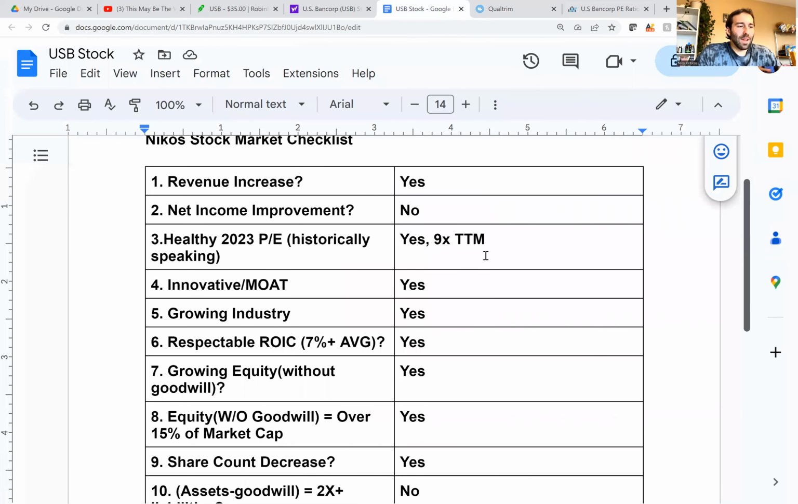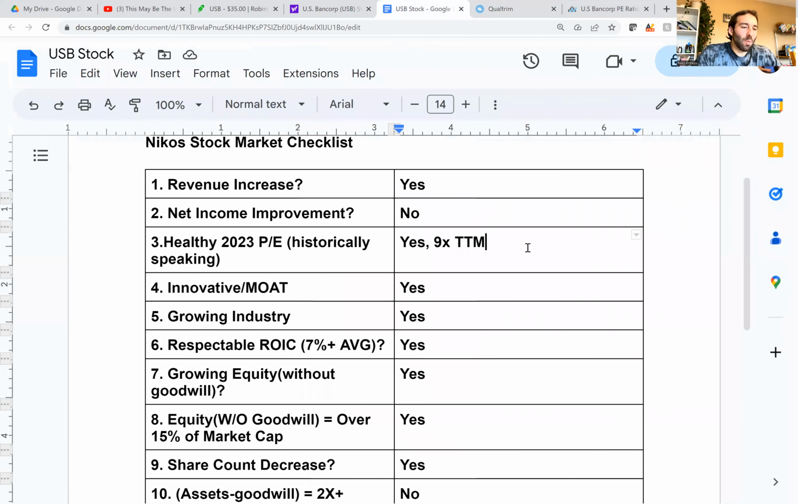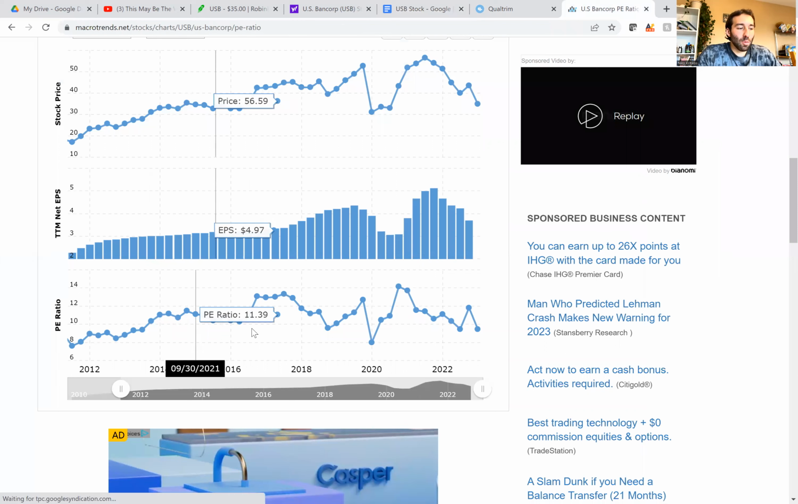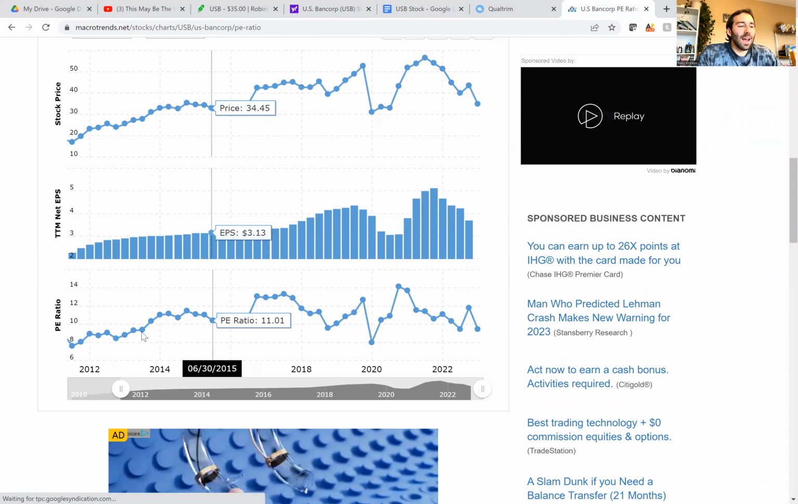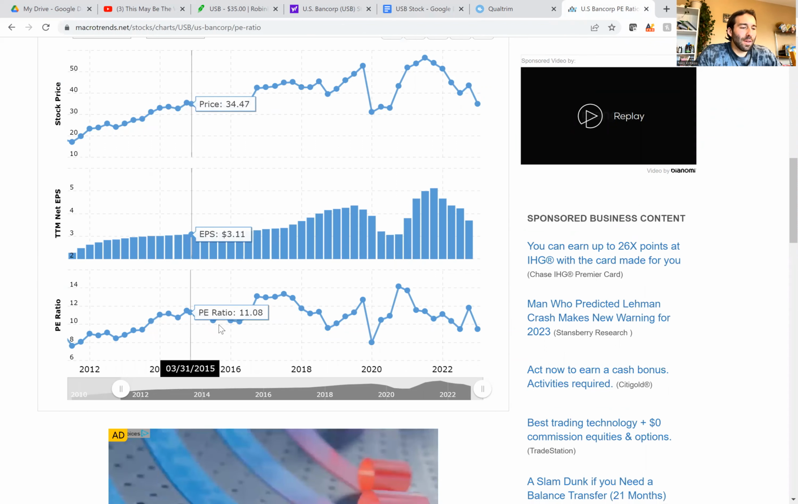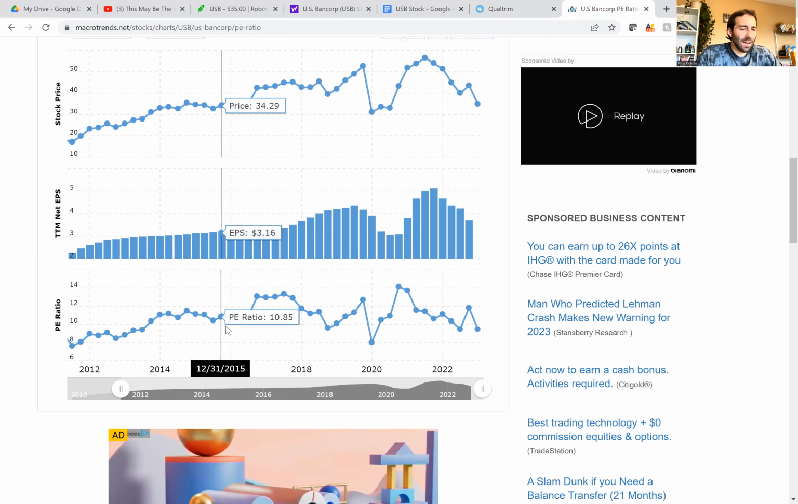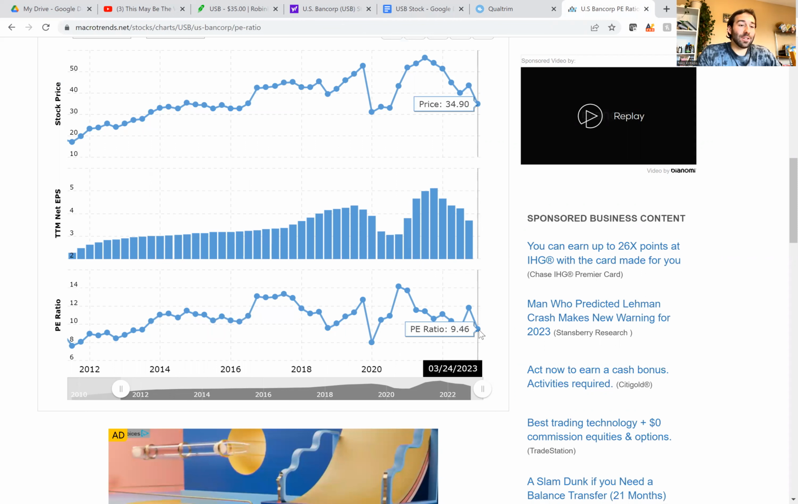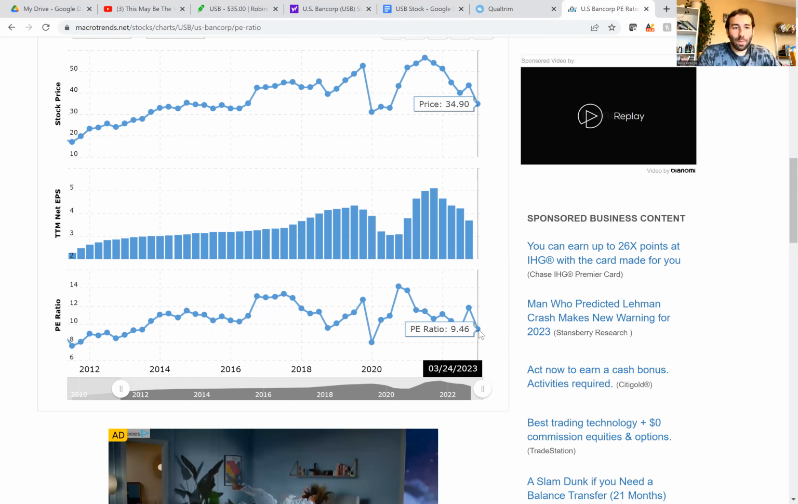Number two is not. As for the price to earnings ratio, we're looking at a 9x trailing 12 months price to earnings. Here is the historical chart for these numbers. And what you're going to see is I would probably call the average about a 10, maybe an 11. And right now we're at a 9. And that's on a trailing 12 months basis. So on a forward basis, we're probably sitting at more like an 8 or something.